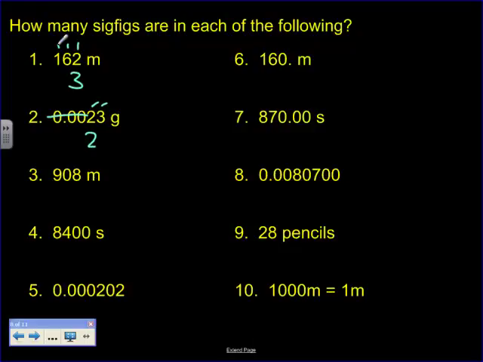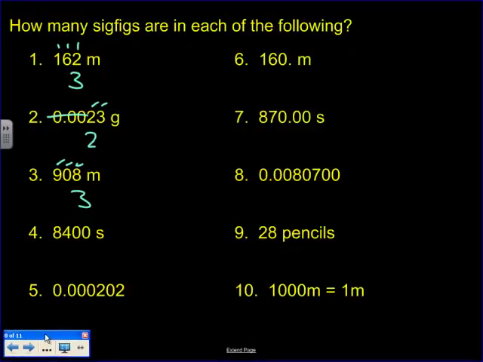Cancel them out, they don't matter. So that's 2 SigFigs. Number 3, we've got a captive 0. Okay, so 1, 2, 3, 3 SigFigs. Number 4, we've got trailing zeros. Okay, they're at the end, and there's no decimal given, so they don't matter. So we cross those out.